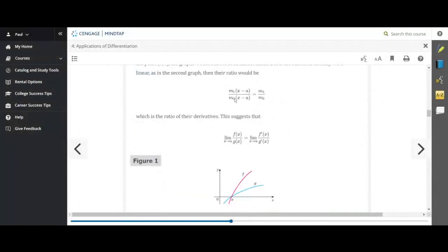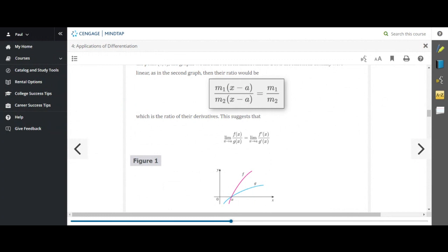If you look at the slopes of those, I want to say this the right way. Okay, so right, this is fine.